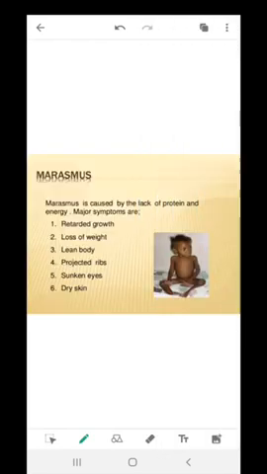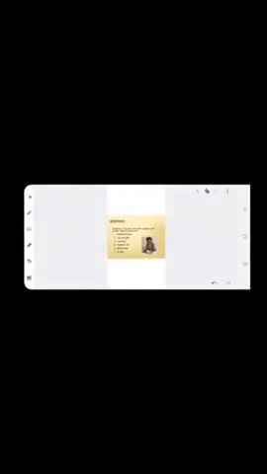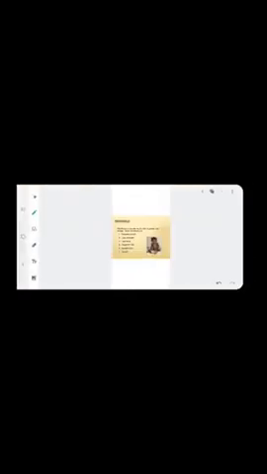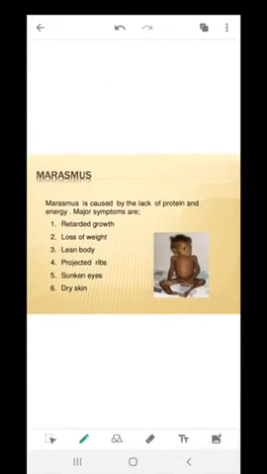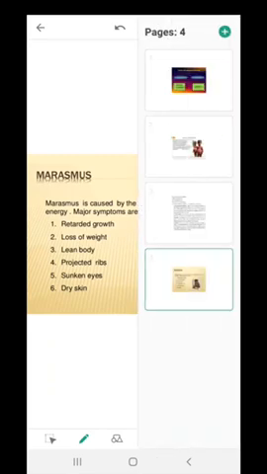Now coming to marasmus. Marasmus is caused by the lack of protein and energy, both. Protein calorie malnutrition leads to a disease known as marasmus. The major symptoms here are retarded growth, loss of weight, lean body, projected ribs, sunken eyes, dry skin. Generally, marasmus is caused because of immediate childbirth or second pregnancy.